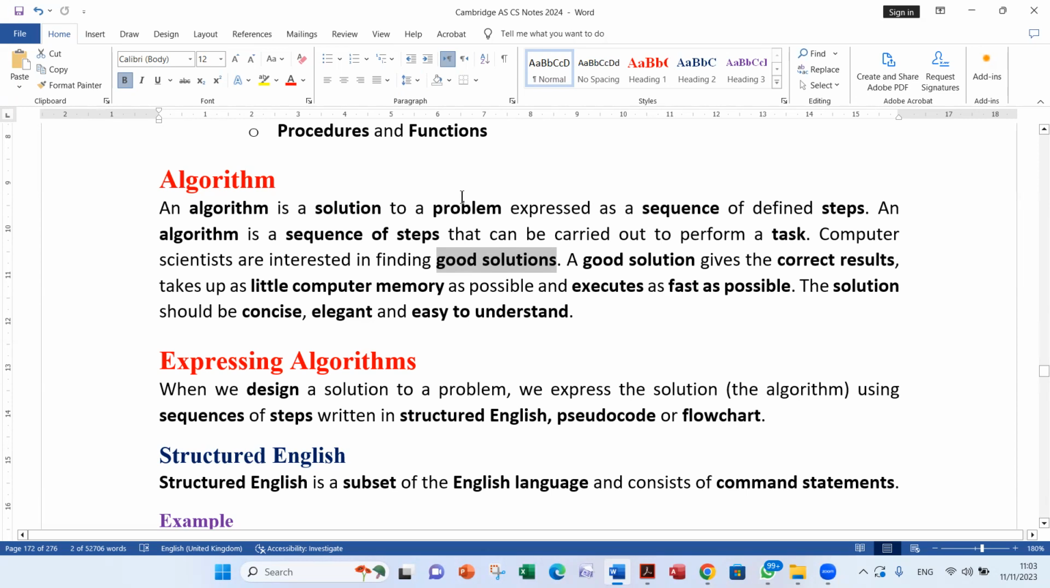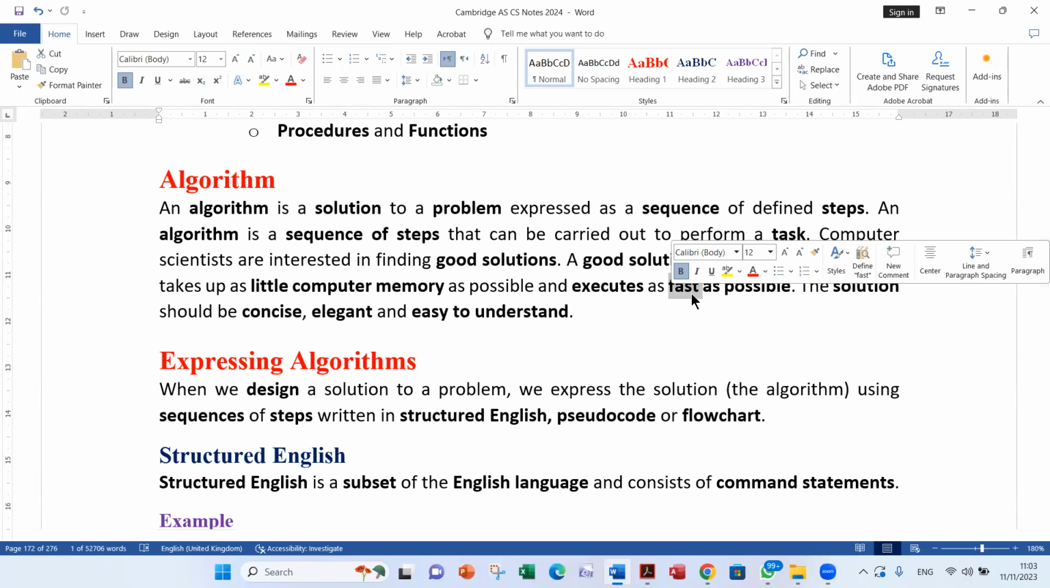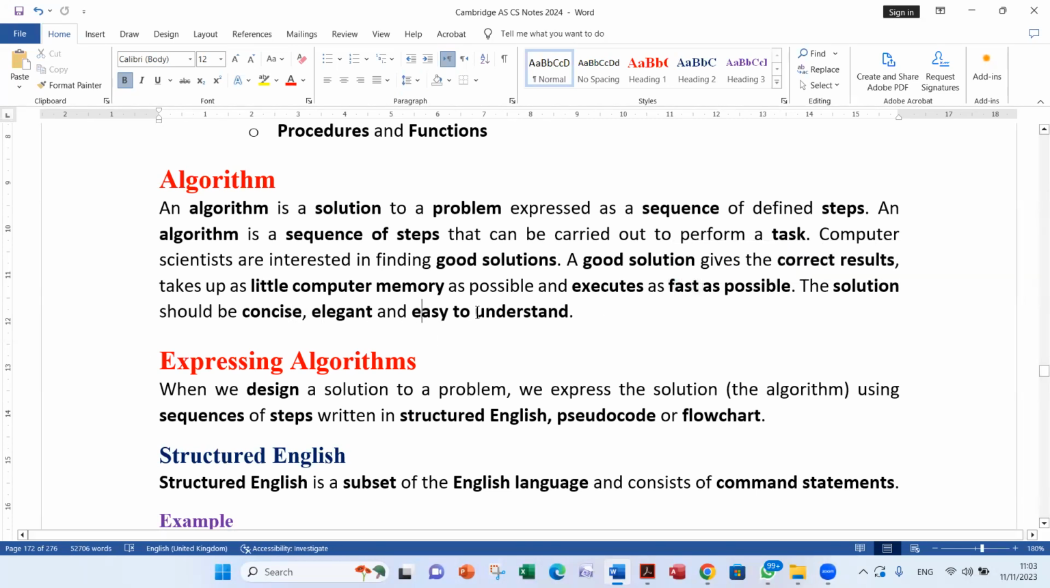Do not use variables that are unnecessary. Use as little memory as needed, and execute as fast as possible. So try to make the steps as short and direct as possible. The solution must be concise, elegant, and easy to understand. For example, use variables with meaningful names. So a counter, we will call it count. The maximum, we will call it max.